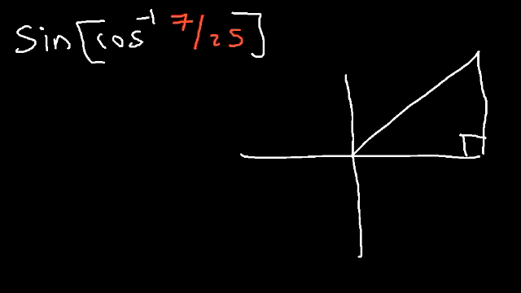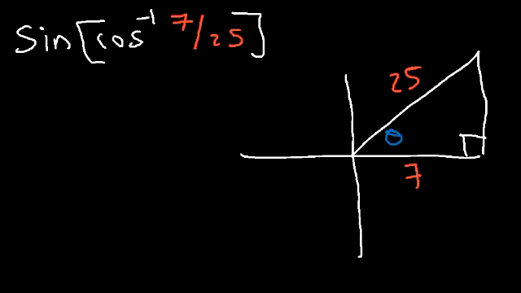You always want to draw a triangle like this, where it's with the x-axis, not with the y-axis. And here's theta. Now, cosine is adjacent over hypotenuse based on SOHCAHTOA. So this is 7, and the hypotenuse is 25. This is positive 7 because it's on the right side. X is positive on the right side.